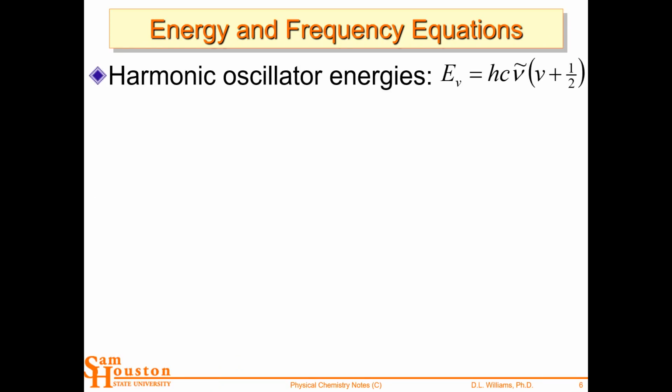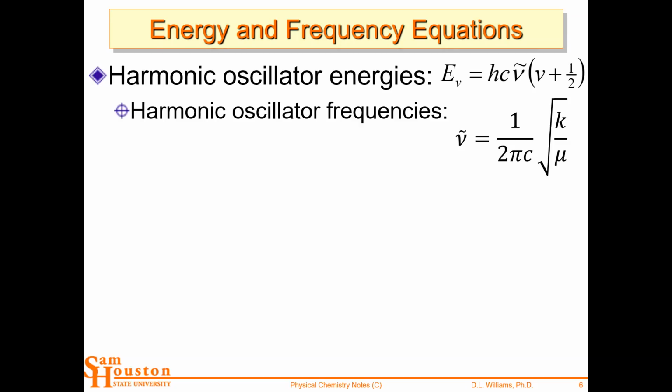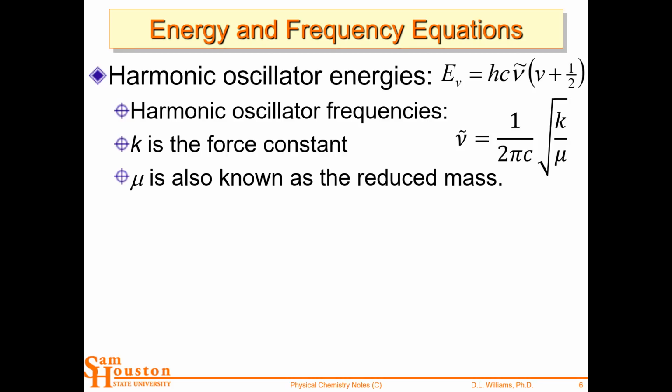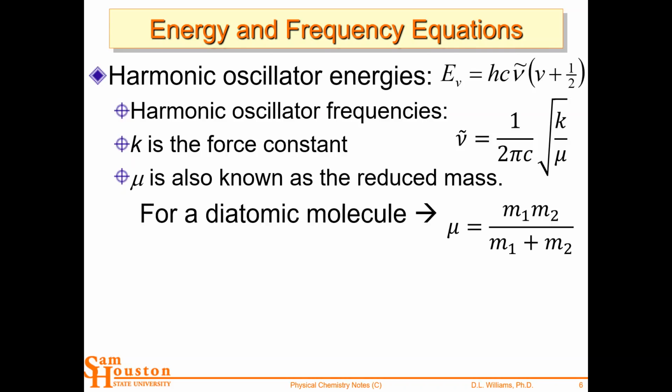So here's a sort of a survey of all of the equations. We've seen the energy equation. Here's the harmonic oscillator frequency equation. So this is how the frequency depends upon that force constant and the reduced mass. K is the force constant in newtons per meter. C is the speed of light, as you well know. And mu is the reduced mass. For a diatomic molecule, this is the equation for reduced mass.